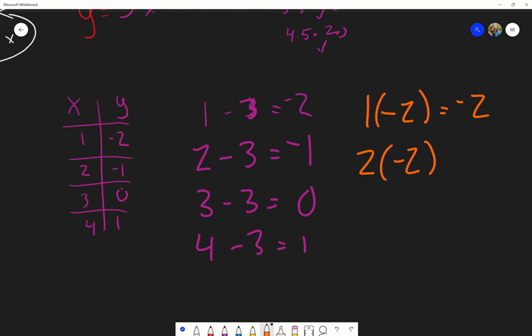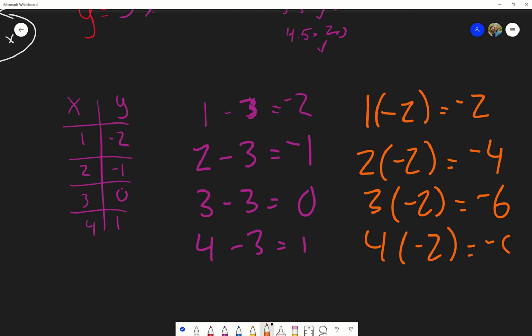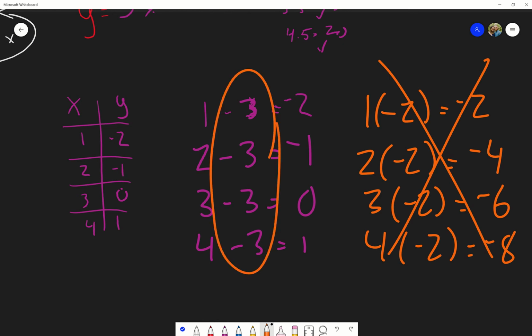2 times -2 equals -4. Well, that's not right. 3 times -2 equals -6. That's not right. 4 times -2 equals -8. Well, those aren't right. So I have to be subtracting 3 each time. So my equation would be y equals x minus 3. And there we go. Because we know that for each of these values, we can subtract 3, and that's going to be the equation that works.